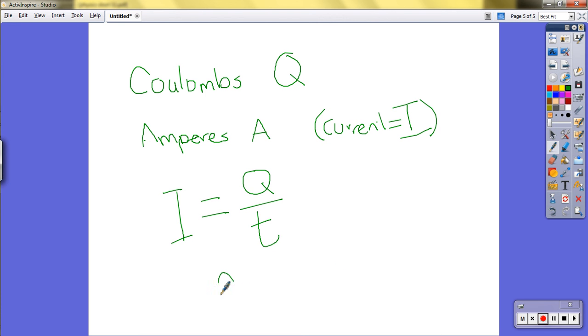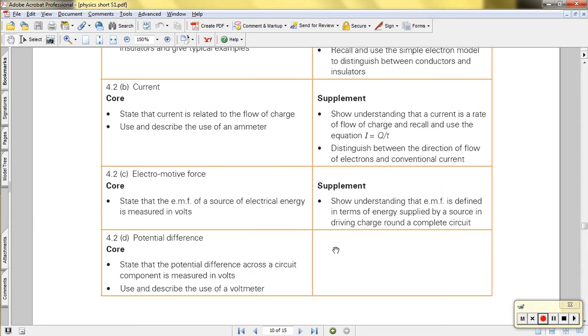Current tells us flow. And the way we look at flow in this situation is how many electrons are passing in each second, or how many charges, because technically it could be both. Alright? Use and describe the use of an ammeter and distinguish between direction of flow of electrons and conventional current.